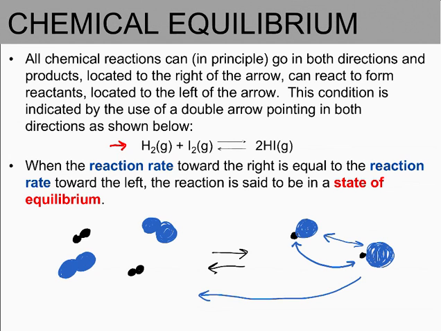All right, so there is a reaction rate associated with both of these directions. So when the reaction rate toward the right, so toward the products, is equal to the reaction rate toward the left, or toward the reactants, the reaction is said to be in a state of equilibrium. So that doesn't mean that the concentration or the amount of reactants and products is the same. It just means that the reaction has stopped moving overall in one direction or the other.